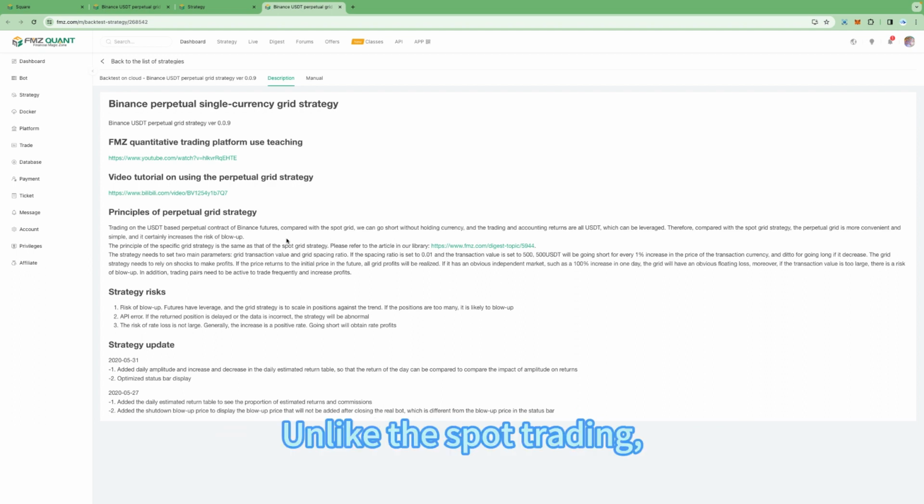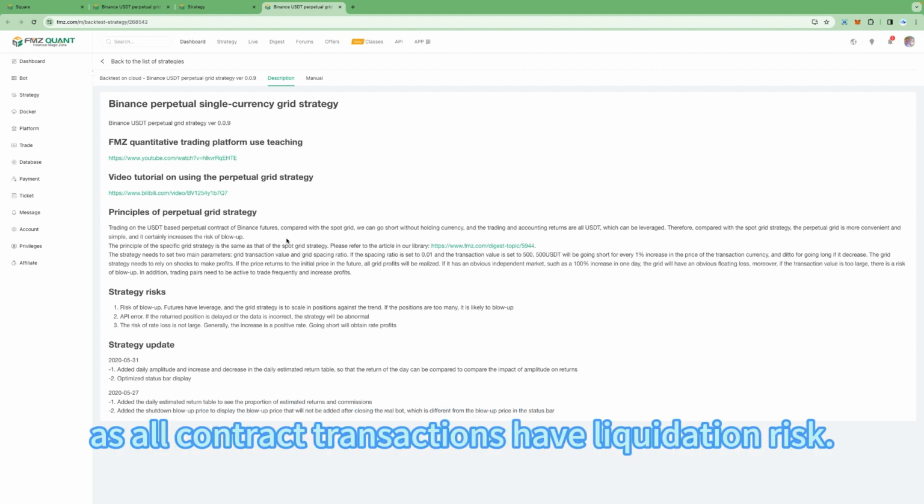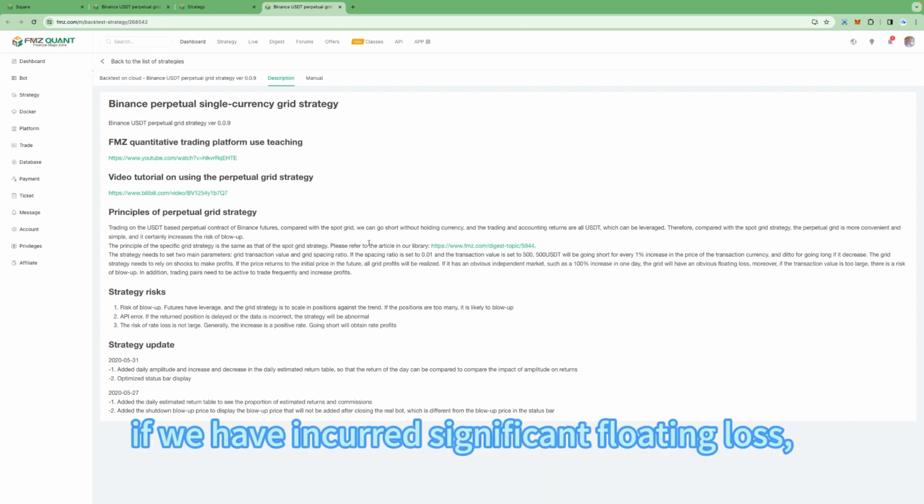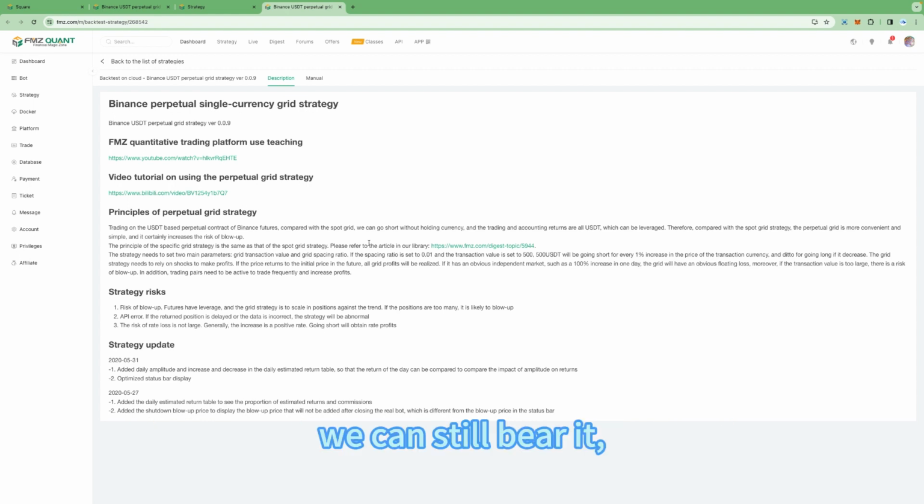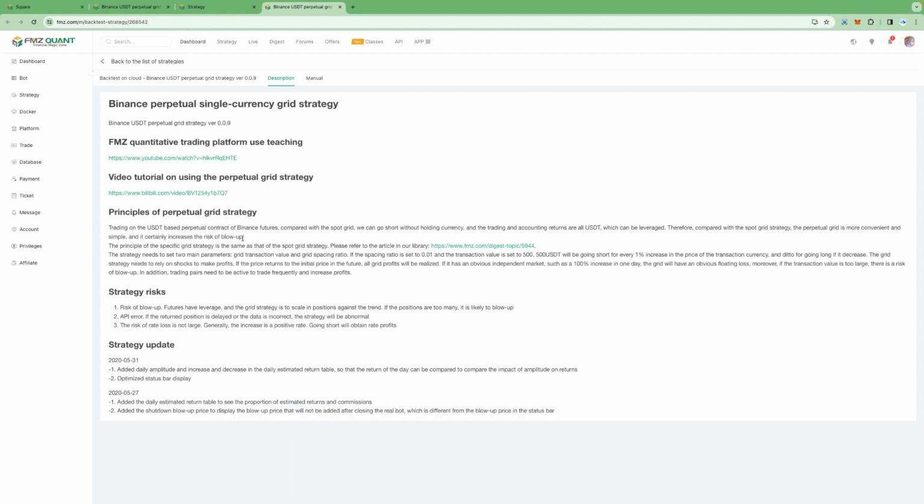Unlike spot trading, we need to pay attention to the risk of liquidation, as all contract transactions have liquidation risk. In the spot market, for example, if we have incurred a significant floating loss, we can still bear it. But in the contract market, you need to pay attention to the risk of liquidation.